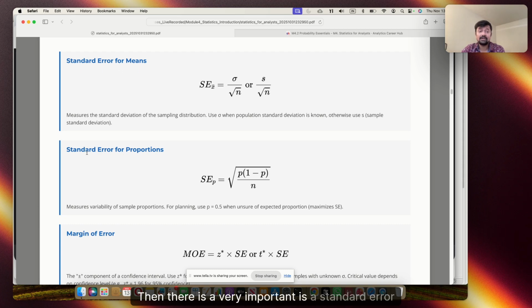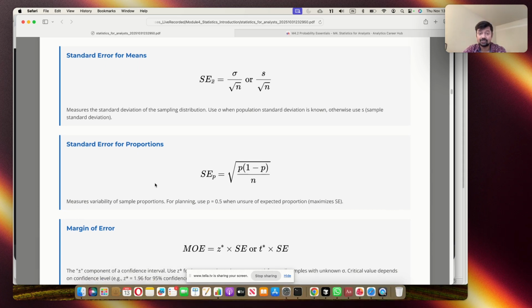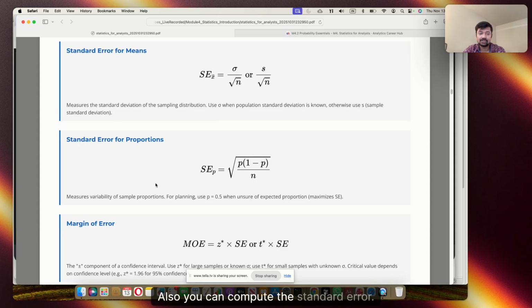Then there is the very important standard error of the proportions. In the proportion also you can compute this standard error. It measures the variability across sample populations: you measure the variability for one sample population, then for another. For planning, use p equal to 0.5 when you are unsure about the expected proportion. Then use the formula: the square root of p times (1 minus p) divided by n. You will get the standard error of proportions.